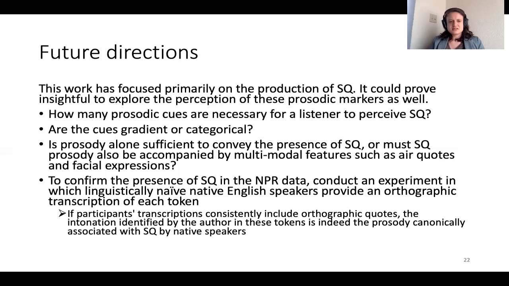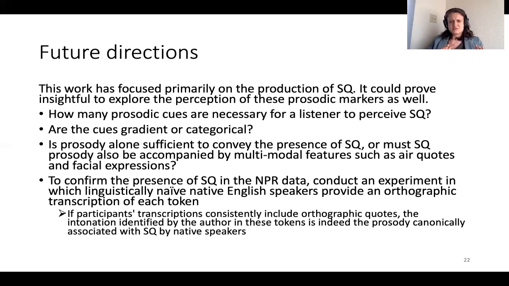Also curious to know if prosody alone is sufficient to convey the presence of subclausal quotation, or must subclausal quotation prosody also be accompanied by those multimodal features such as air quotes and facial expression? And lastly, some of this data could use a bit more confirmation.